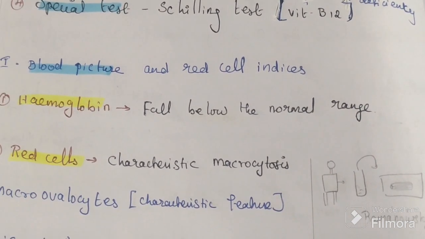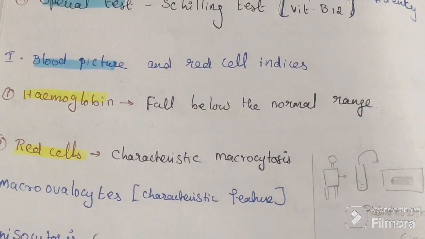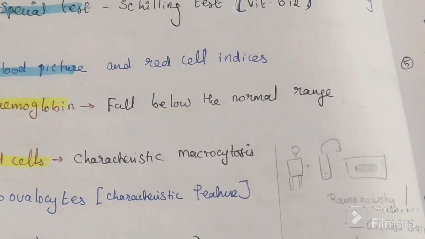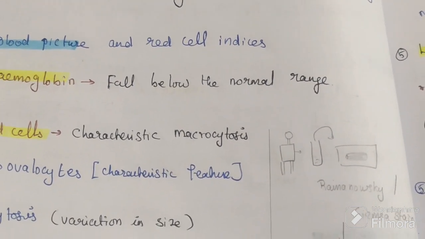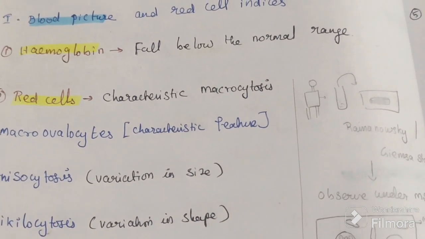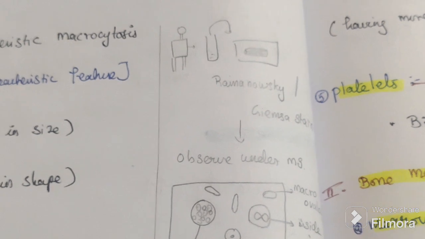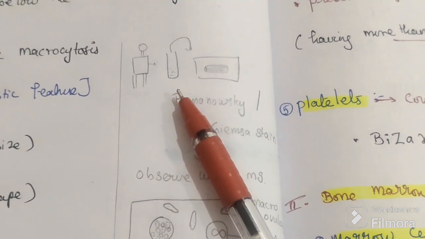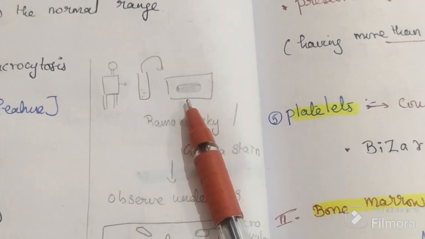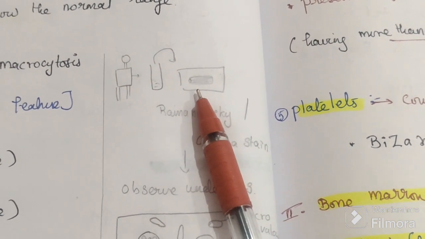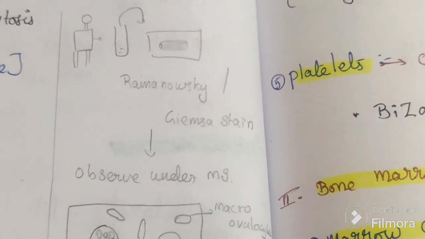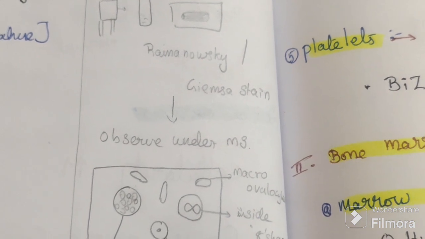First one is the blood test. We know that Hb falls below the normal range. In all anemias the hemoglobin falls. Then red cells: how can we identify them? This is the patient sample we collected. One drop of the sample is placed on a slide and a tongue-shaped smear is prepared. Then, using Romanowsky or Giemsa staining, it is observed under the microscope.